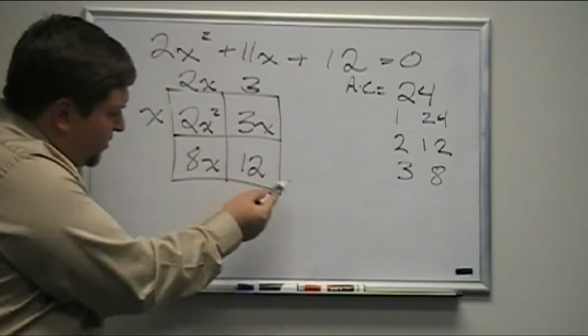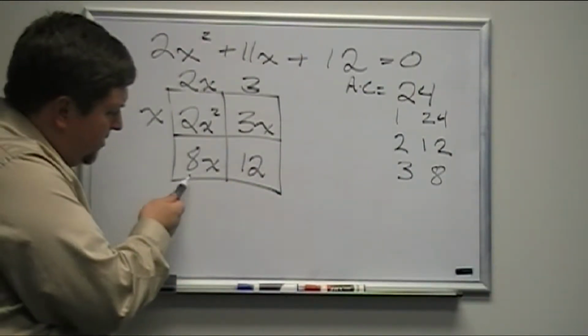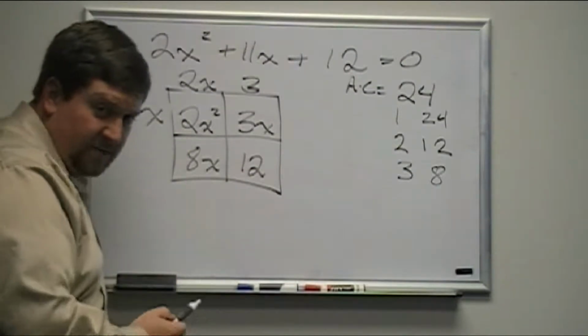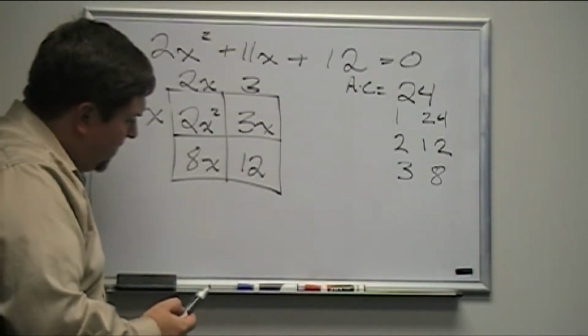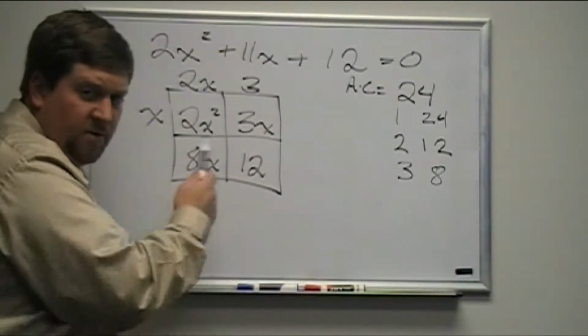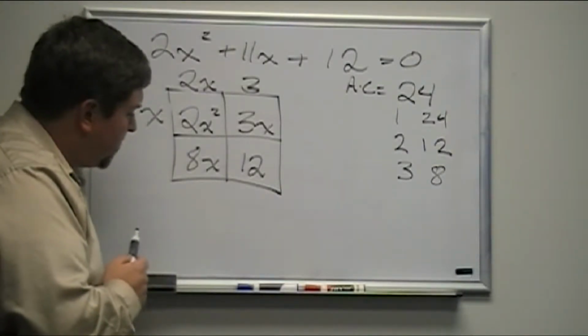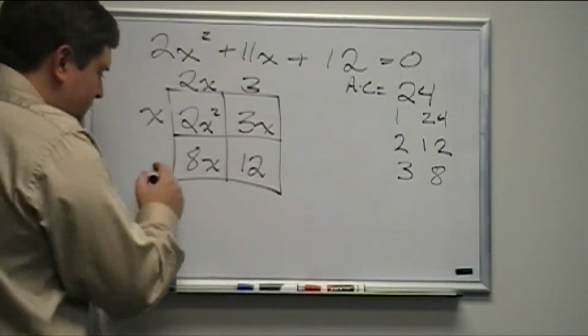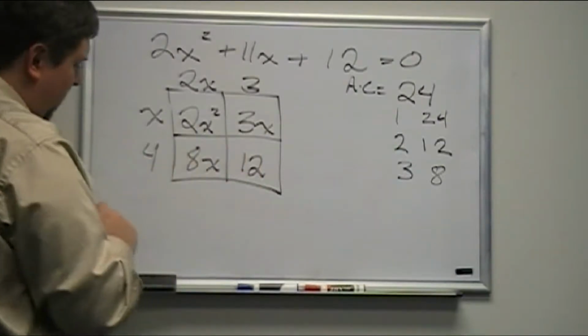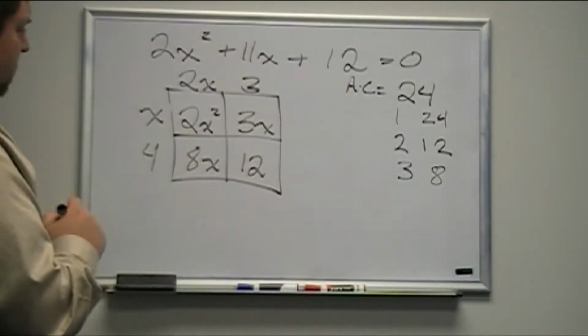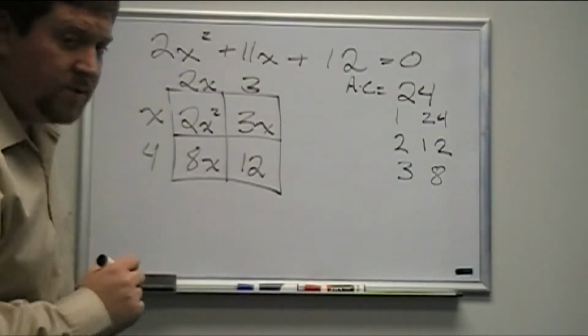Okay, now I've got this row. We've got an 8, an x, and a 12. Well, you don't share any x's, so no variables can come out. So it looks like it's just going to be a 4. 4 goes into both 8 and 12. Yes, jolly good. Now, we're almost done.